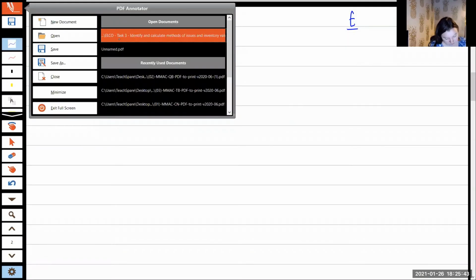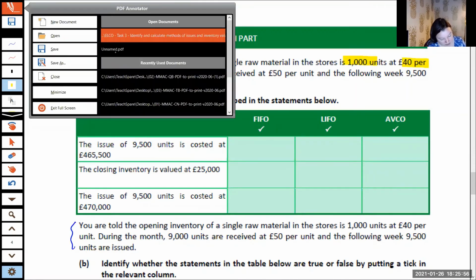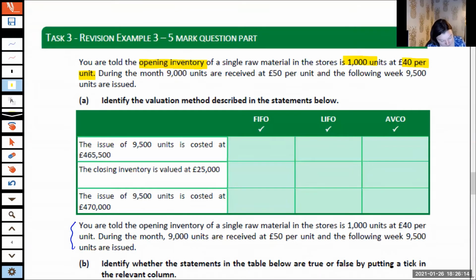So let's have a little look at the information that's been provided. You have been told the opening inventory of a single raw material is 1,000 units at £40 per unit. So what do they currently have in the warehouse? They have 1,000 units at £40 per unit. They have £40,000 of inventory in the warehouse currently. So 1,000 at 40, 40,000 there. So that's dealt with that first piece.